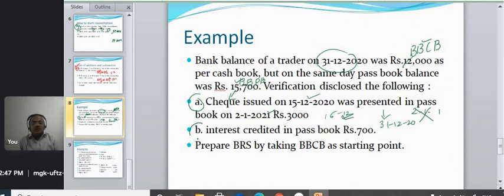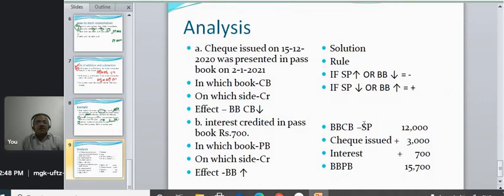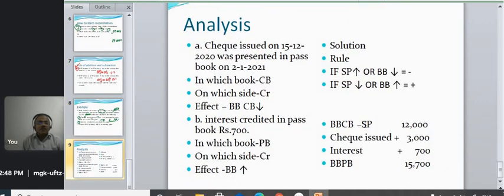And the second reason is that interest credit in passbook is 700. So this is the second transaction. Now there are two reasons. One is check issued on 15/12 but came to passbook on 2/1. And the second one is interest was recorded in passbook as 700 that was not found in the cash book. So this is found in one book and not in the other. By taking these two reasons, let's see how to analyze and solve it.